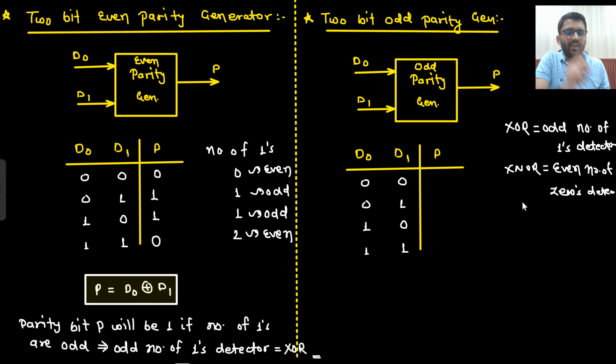But your parity bit has nothing to do with the zeros, right? So when I am thinking about a parity generator or checker, I will never think about the XNOR gate. I will always think about the XOR gate. Say yes or no? Because your parity bit has nothing to do with the number of zeros. It has everything to do with the number of ones. So I will always think in the manner of 1, and that means I will be thinking of the XOR gate.